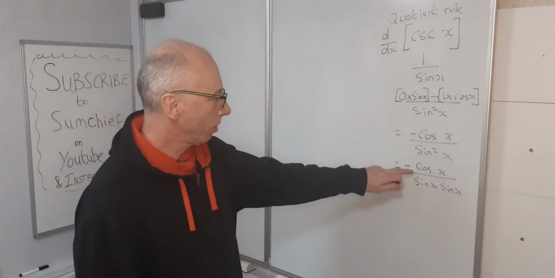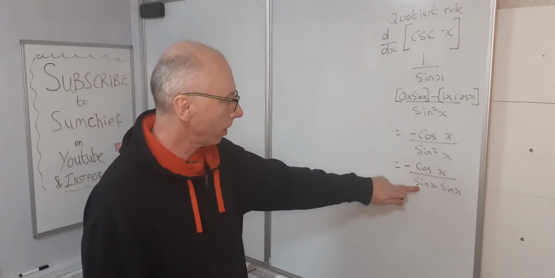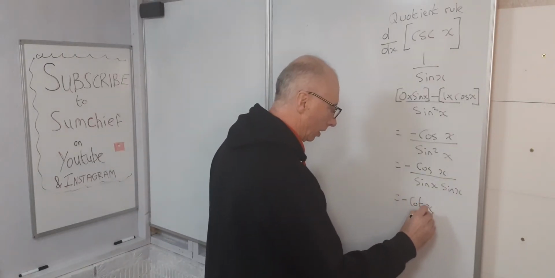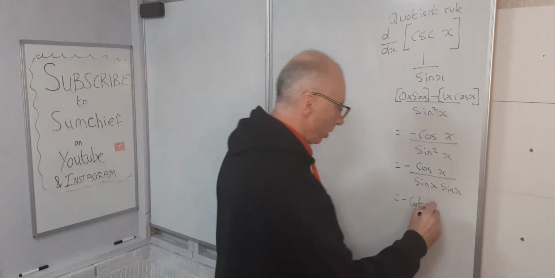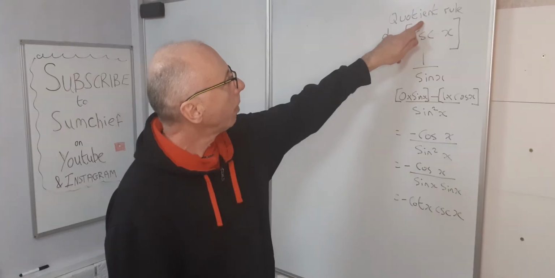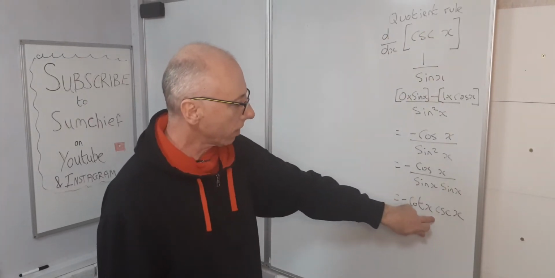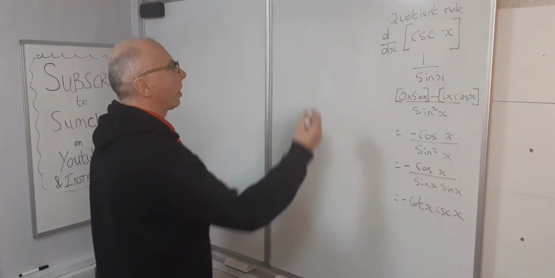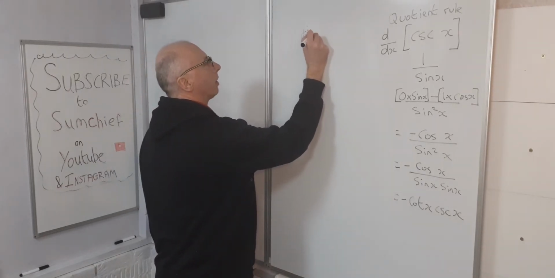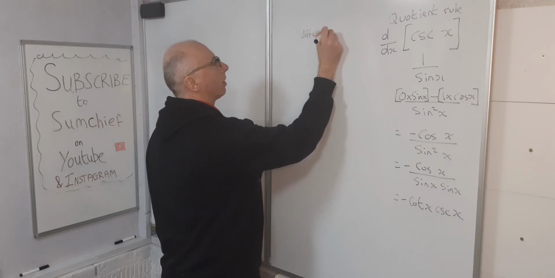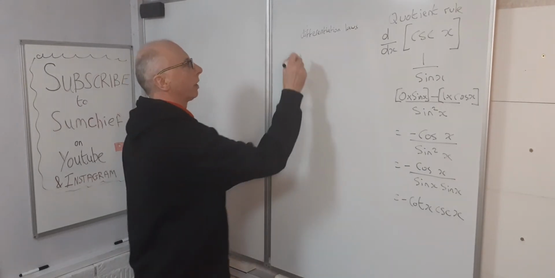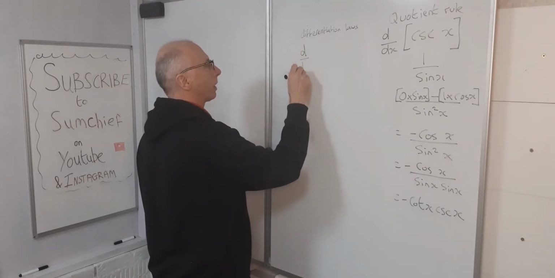Okay, so what we can do is now we can see that cosine x over sine x, that's cotangent x, and then 1 over sine x is cosecant x. So that's our first derivative by the quotient rule, minus cotangent x, cosecant x. So next one we can do by differentiation laws.